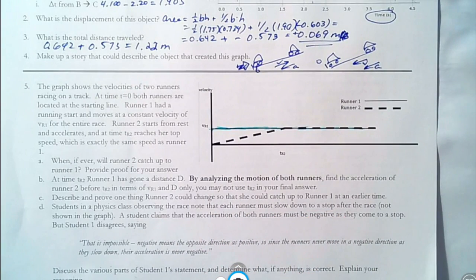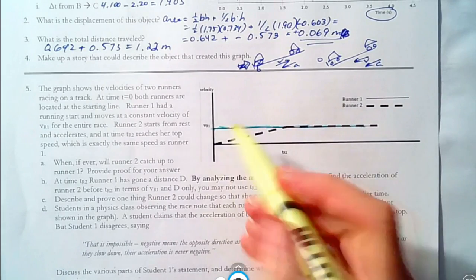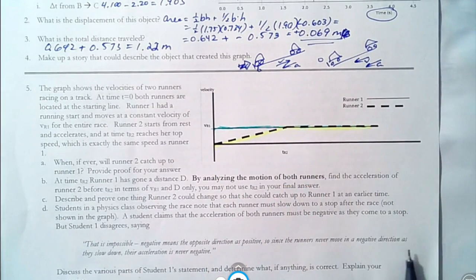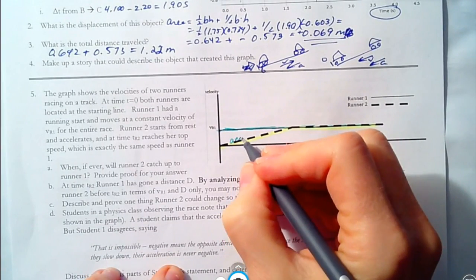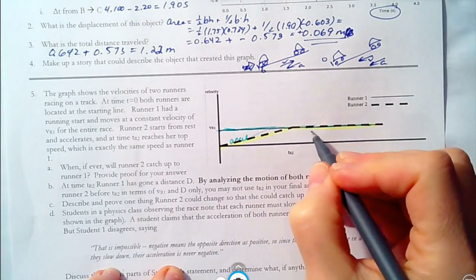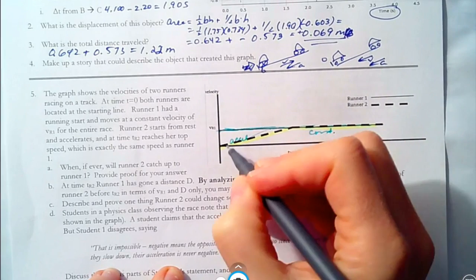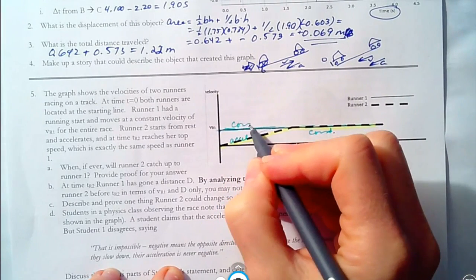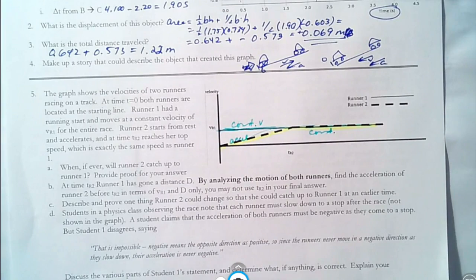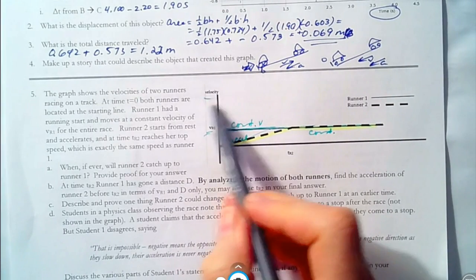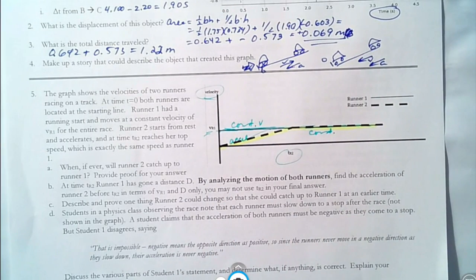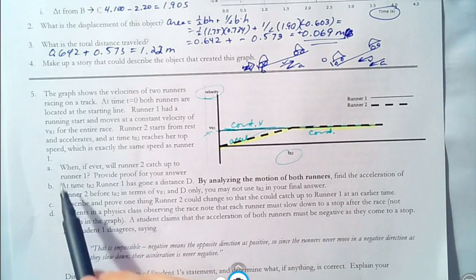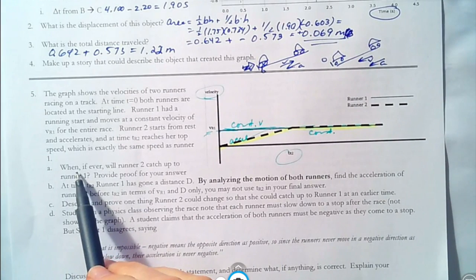And then the second person, runner 2, is starting at rest and then goes at constant speed, right? So here they're accelerating along this and then moving at a constant speed. So they had to start at rest. This guy was constant the entire time. So don't forget, this is a velocity time graph, not a position time graph, okay? So when, if ever, will runner 2 catch up to runner 1?